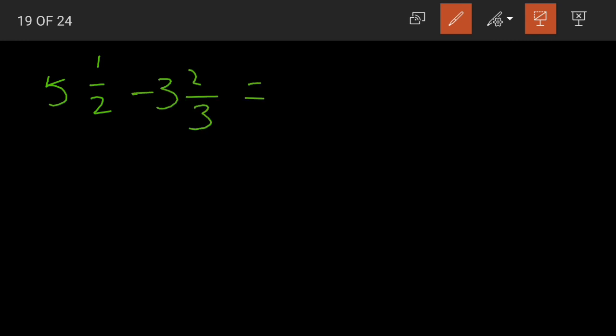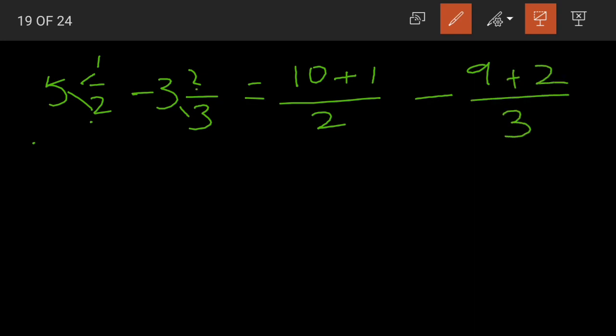Are our improper fractions? Now what will our first step be? Our first step will be to convert them, sorry, these are our mixed numbers. Now we'll convert them into improper fractions. 5 2s are 10 plus 1 divided by the denominator 2. Yes, students? 3 3s are 9 plus again 2 here divided by the denominator 3. 10 plus 1 becomes 11 by 2 minus 9 plus 2 becomes 11 divided by 3. Clear, students?